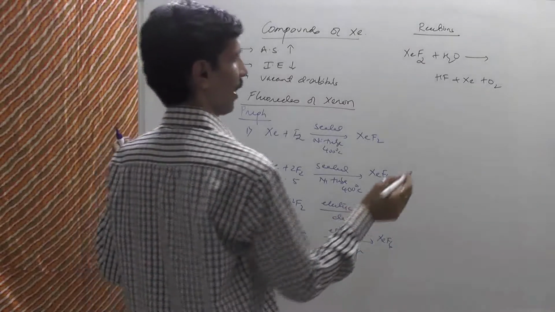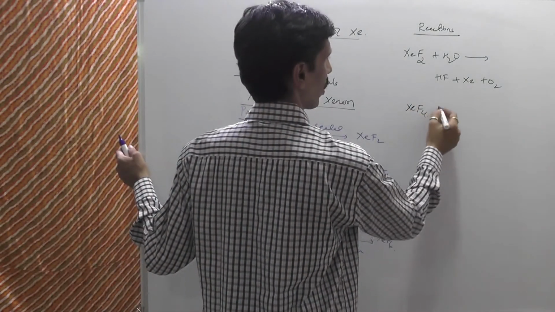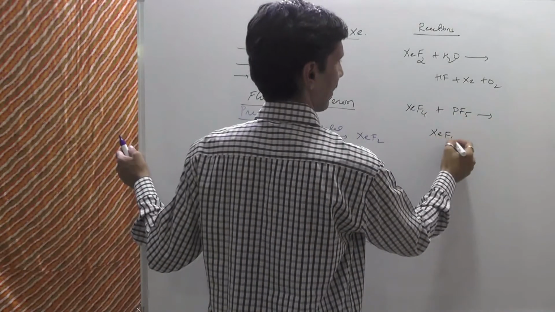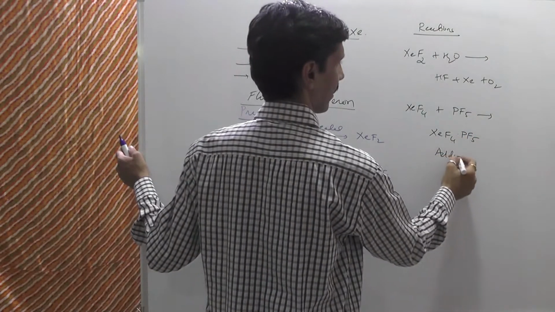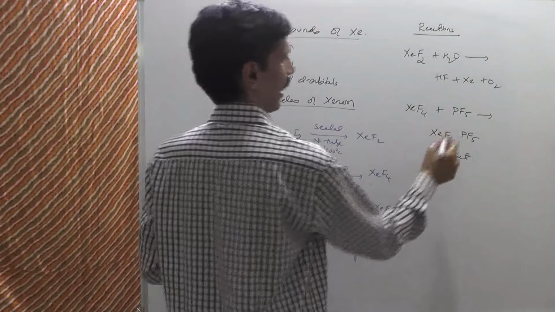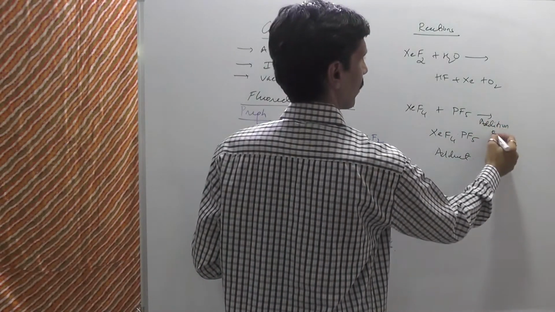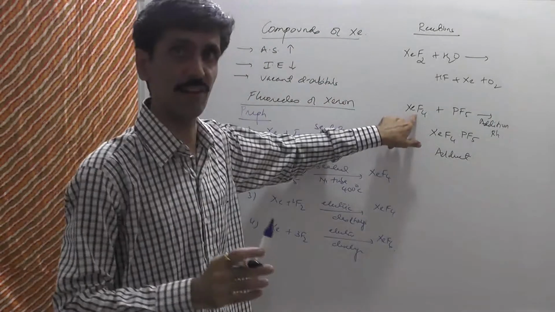Similarly, if you carry out the reaction with say PF5, if XeF4 combines with PF5, it forms an adduct, that is XeF4.PF5. Okay, this is called an adduct. Adduct matlab kya? It's an addition reaction. Okay, this is an addition reaction. Alright, it can be XeF6 also, yaad rakhiyega.